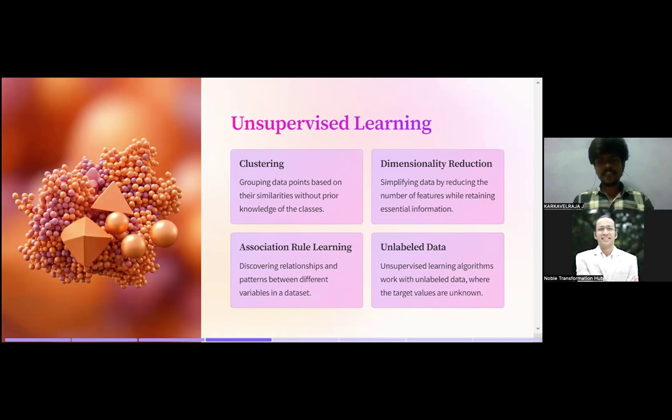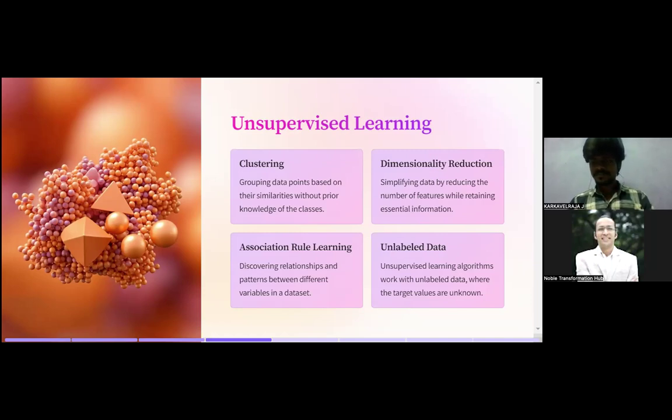Okay, finally, unlabeled data. Unsupervised learning algorithm works with unlabeled data where the target values are unknown. That's it. We don't know what is the target value, target name, but we will work on it. It will create clusters, or it will reduce the dimension, or it will create a recommendation system by using the association rule. So these are the points that we are having in unsupervised learning, guys. So that's it for unsupervised learning. Over to you.